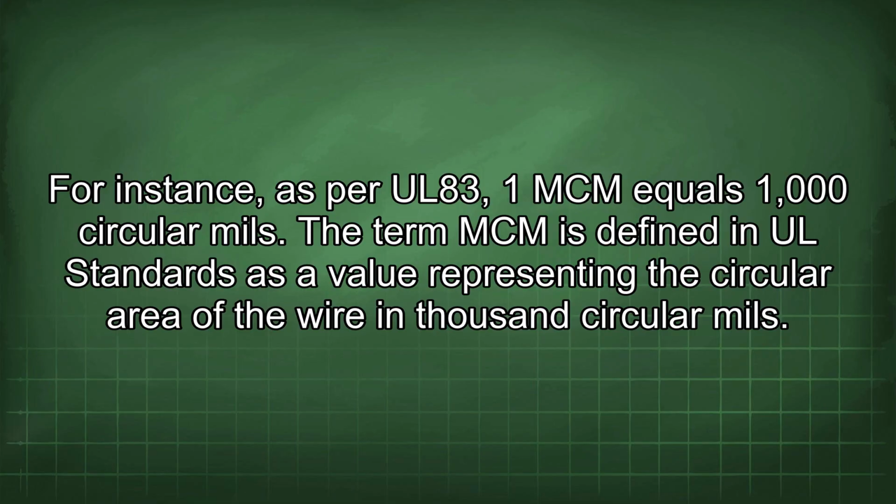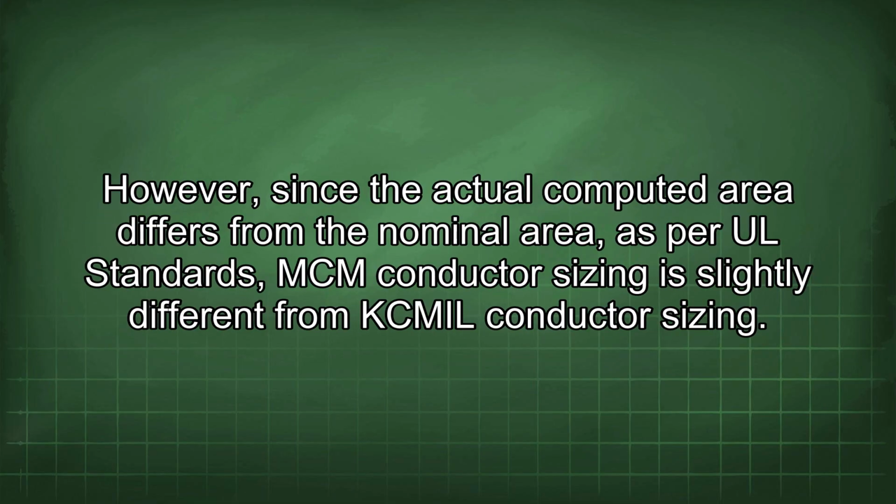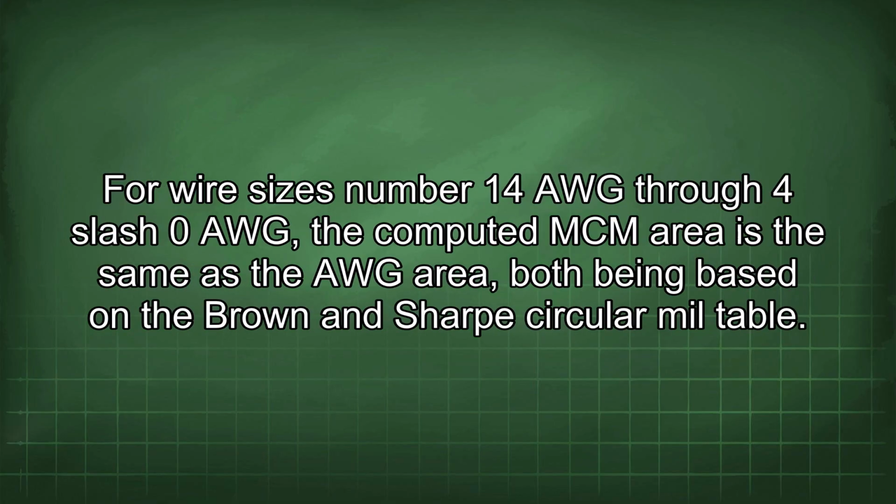The term MCM is defined in UL standards as a value representing the circular area of the wire in 1000 circular mils. However, since the actual computed area differs from the nominal area, as per UL standards, MCM conductor sizing is slightly different from Kcmil conductor sizing. For wire sizes number 14 AWG through 4/0 AWG, the computed MCM area is the same as the AWG area, both being based on the Brown and Sharpe circular mil table.